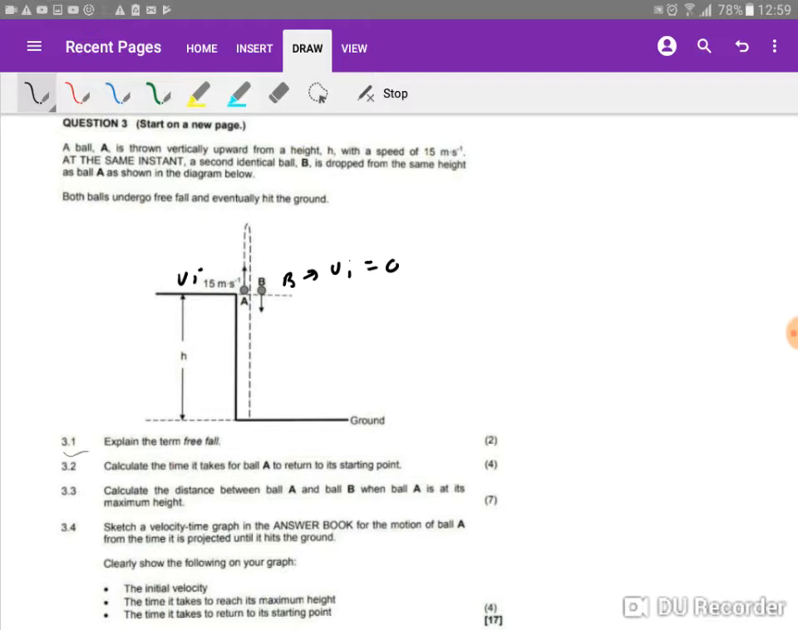So it says, 3.1, explain the term free fall. So free fall is when an object is only under the influence of the gravitational force. So the only force acting on it is the gravitational force. There's no air resistance. There's nothing else acting on it. So if we had to draw a free body diagram for any ball that we're ever going to consider in projectile motion, it's going to be straight down, just Fg acting on it.